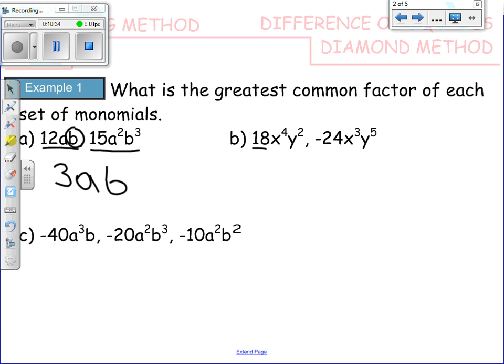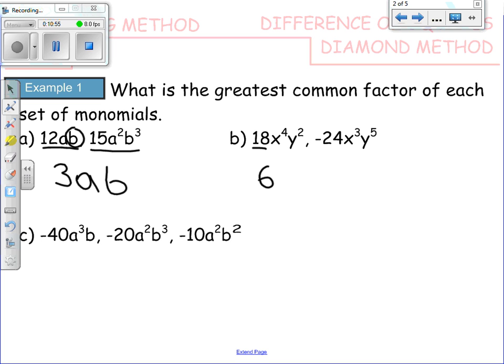So what's your greatest common factor for the constants? Positive 6, because there's no negative in front of the 18. So don't take out a negative. The rule of thumb is not to unless they're both negative.